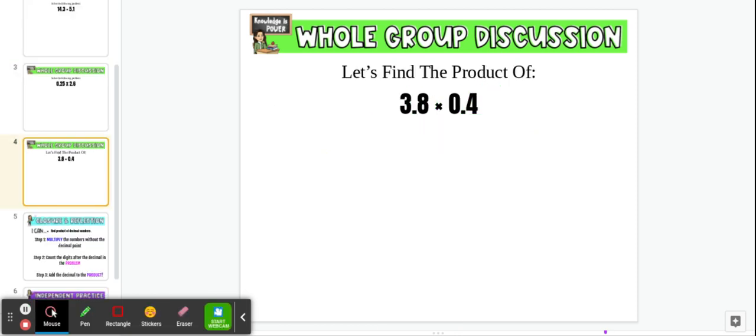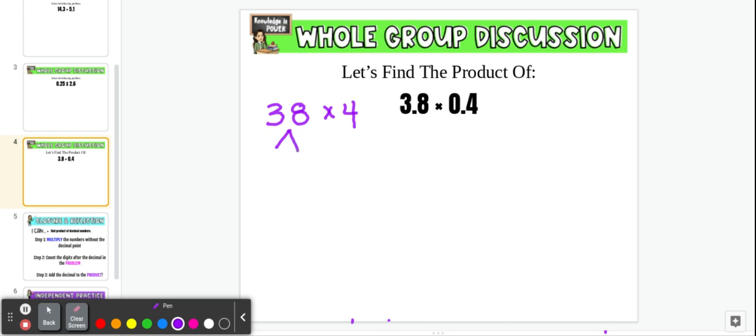Okay, last we're going to do this problem. We have 3 and 8/10 times 4/10. So remember, we're removing those decimals so we make whole numbers. So 38 times 4. And now we can't really break up 4. So what I would do is break up 38 to make easier numbers. So we have 30 and 8. We are going to do 30 times 4 and 8 times 4.